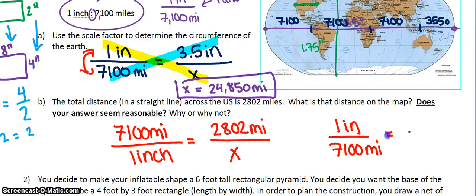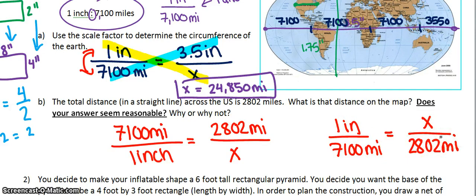Okay, you can also set it up this way, where inches are on top, so your x is on top, and your miles are on bottom. These will give you the exact same answer. You just have to keep it consistent. Inches to miles compares inches to miles. You can't do inches to miles and then compare miles to inches. It's not consistent.